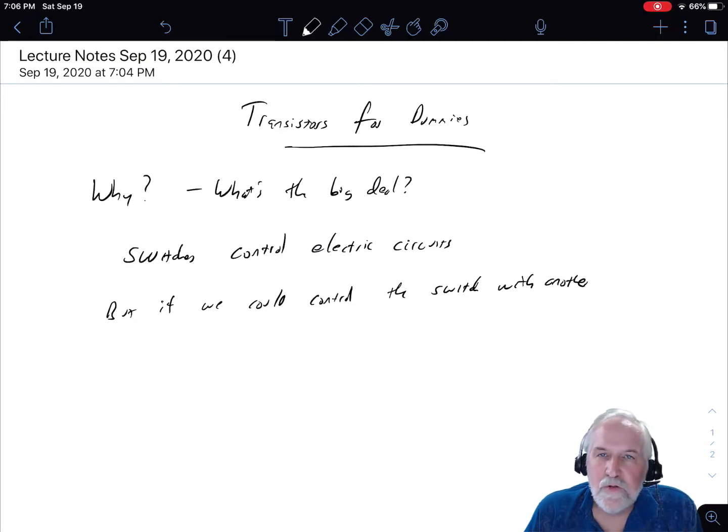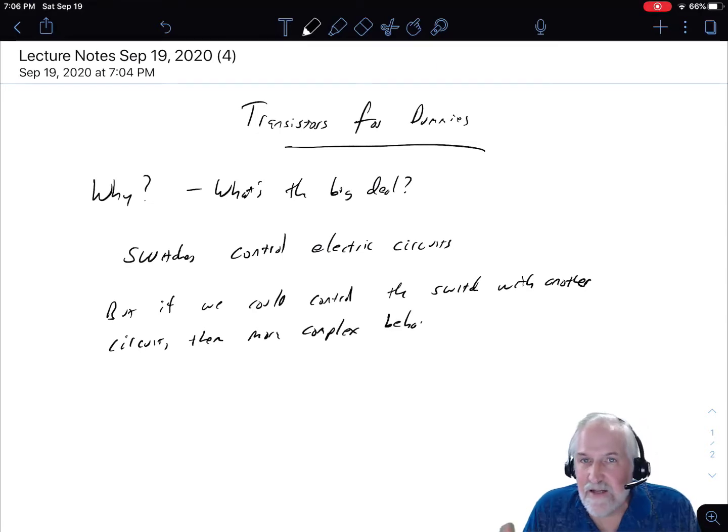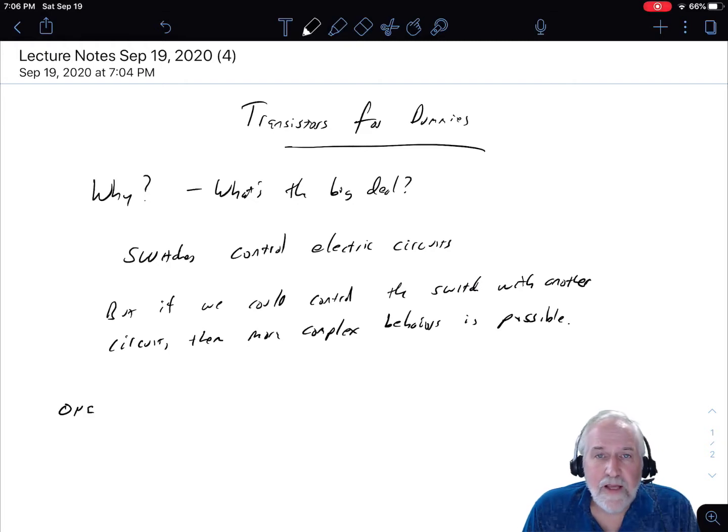But what if you could use an electrical signal to then affect the other electric circuit? And what happens then is that very complex behaviors can be programmed and designed into a circuit. And that's really valuable. In fact, that's the essence, the foundation of computers, that the output of a calculation can affect the next calculation, right?